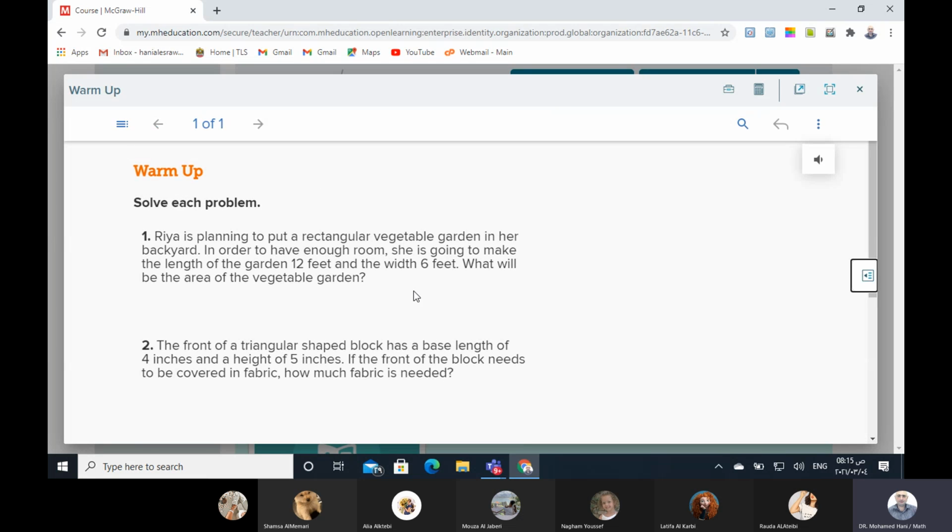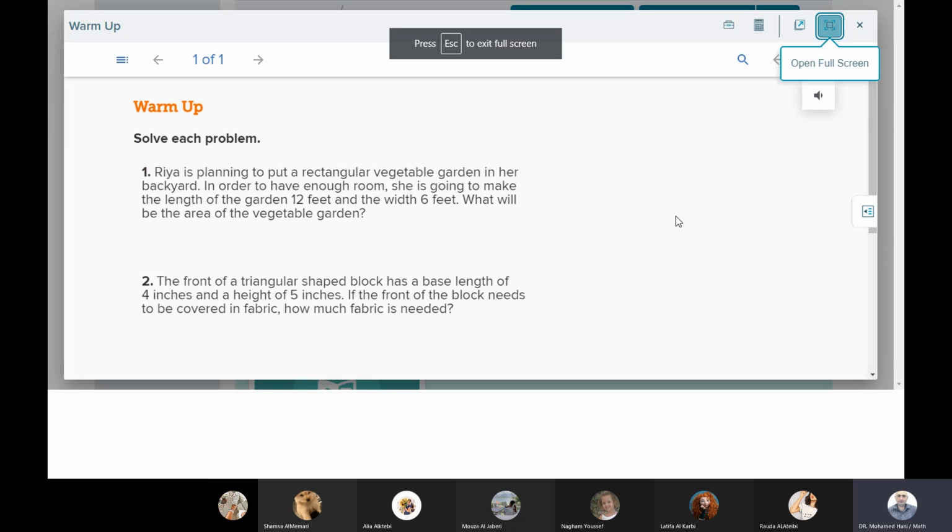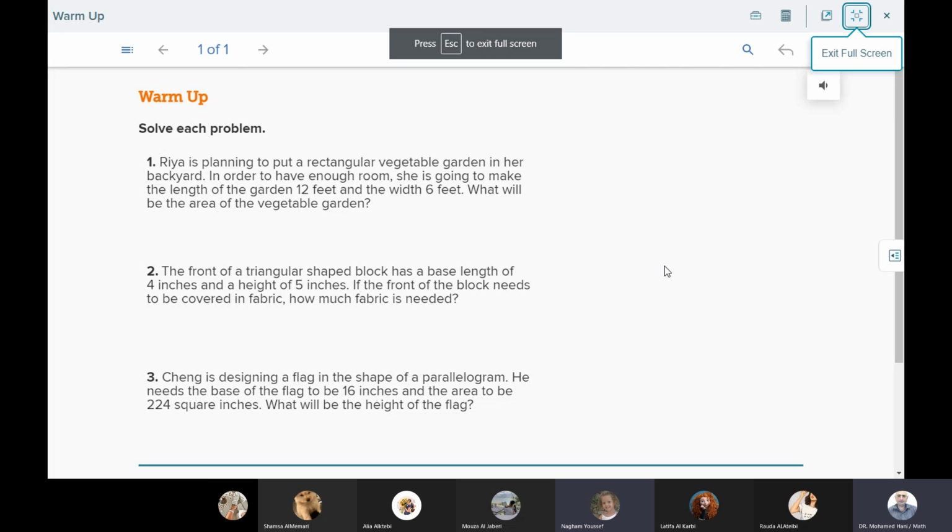Solve each problem. Who can read exercise number 1, please? So I'm Nagam, I can read it. Okay. Ria is planning to put a vegetable garden in her backyard. In order to have enough room, she's going to plant the garden 4 feet by the width of 6 feet. What will be the area of the vegetable garden?